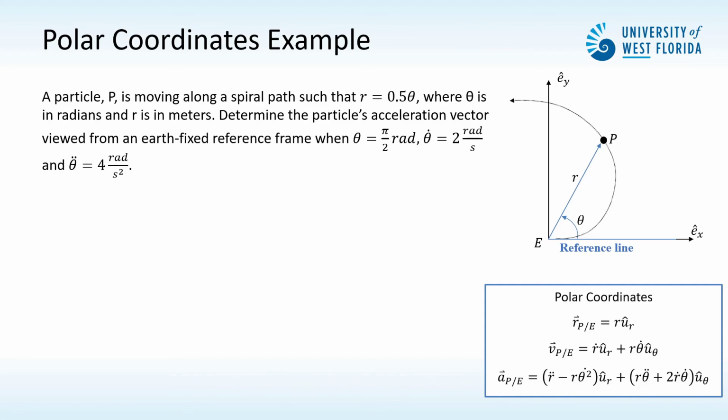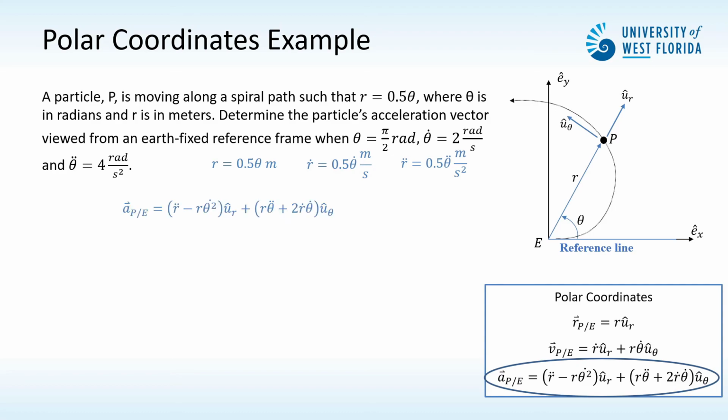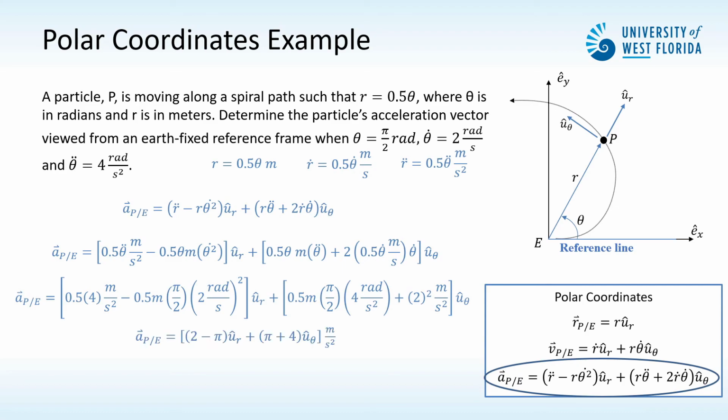So let's revisit the problem from before, where our particle was moving in a spiral. We're asked to find acceleration, so let's add polar coordinates and use the corresponding equation for acceleration. We note that we're going to need not only r, but also r dot, r double dot, theta dot, and theta double dot. We were given values for theta dot and theta double dot in the problem statement. If r is 0.5 theta, then r dot must be 0.5 theta dot and r double dot is 0.5 theta double dot. Now we can plug these expressions into the equation for acceleration, add values, evaluate, and collect terms.